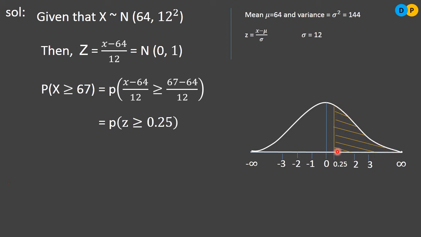Okay, so how to find this? For this we'll be doing simple computations. Please notice here. We need to find the area from 0.25 up till infinity. So that is how we'll be using the table.